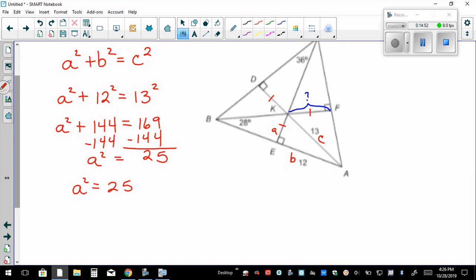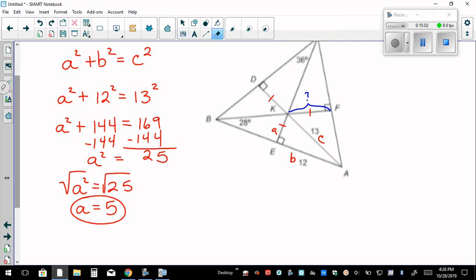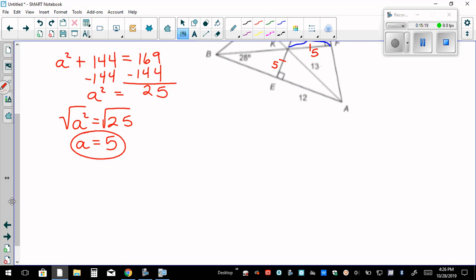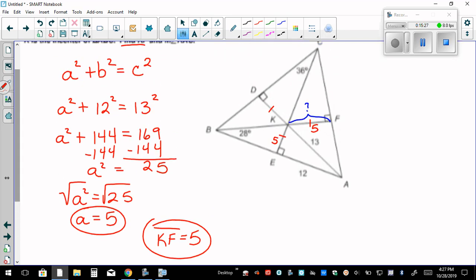And in order to get rid of this square on A squared, I square root that side, square root that side. So A is going to equal 5. Okay, so I know that leg A is 5. So let's do a little revision here. I know what B and C are, and A is going to be 5. Now, I know if A is 5, KF is also going to be 5, and that answers my question. Find the distance of KF right there. So line segment KF equals 5. And so does EK and DK. All of them equal 5.